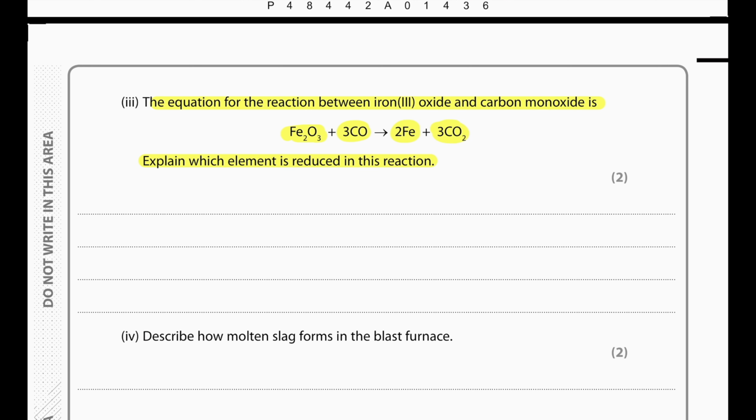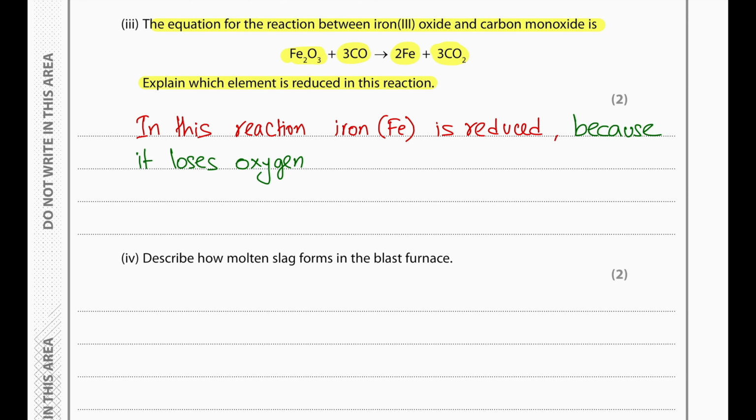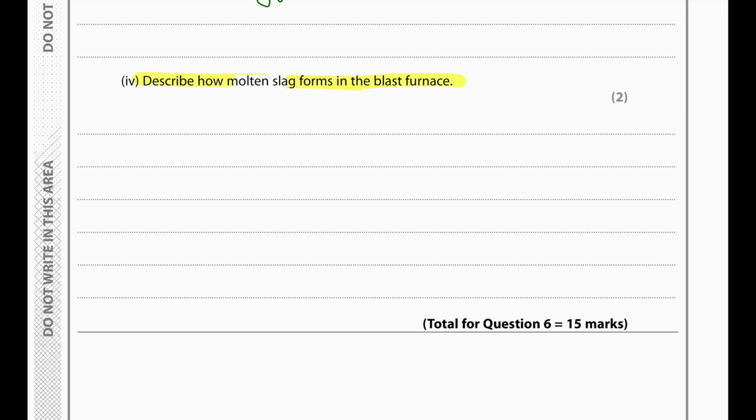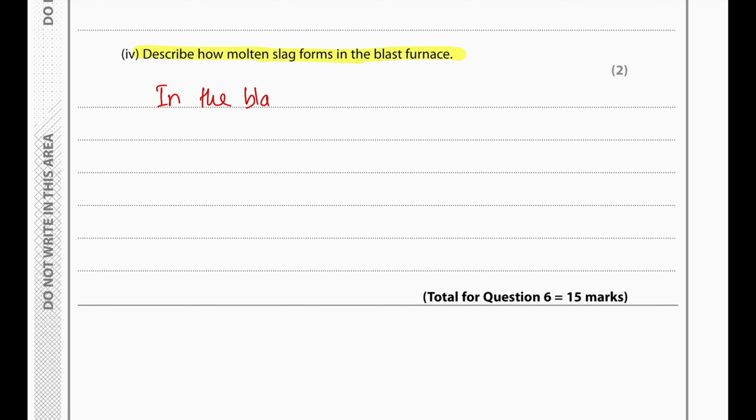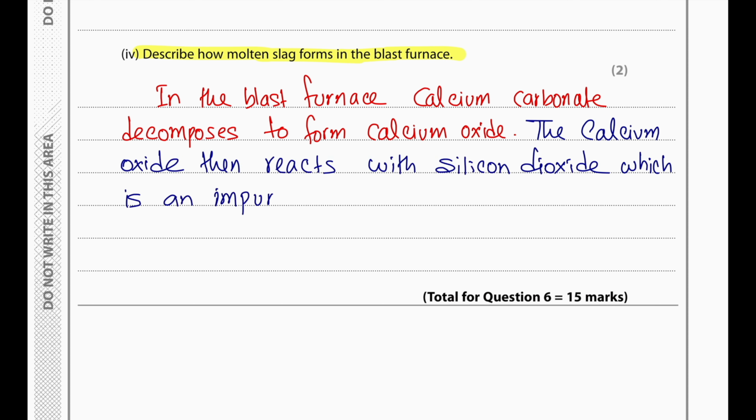Explain which element is reduced in this reaction. You can see in this reaction iron is being reduced because it loses oxygen. Describe how molten slag forms in the blast furnace. The blast furnace is loaded with calcium carbonate, which decomposes to form calcium oxide. The calcium oxide then reacts with the silicon dioxide, which then forms slag.